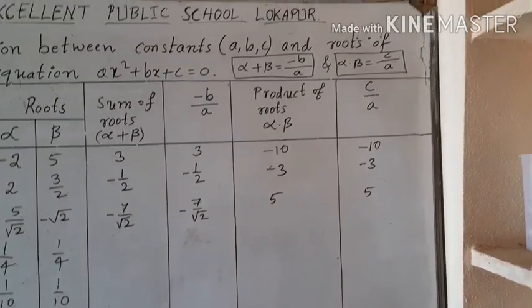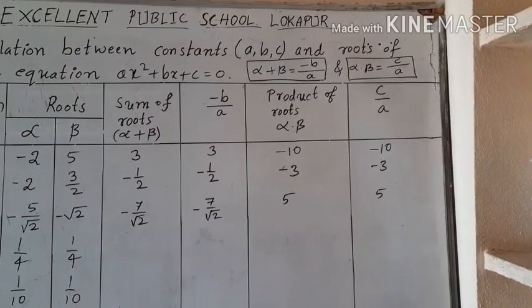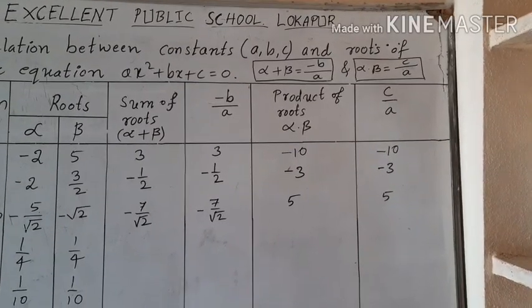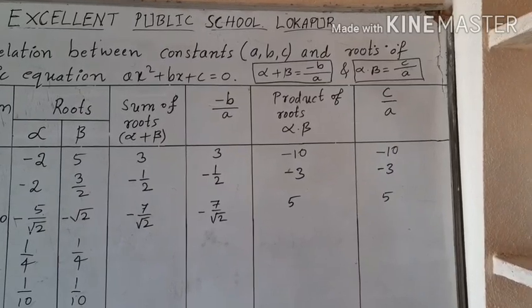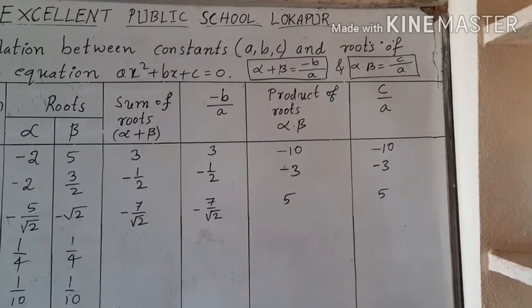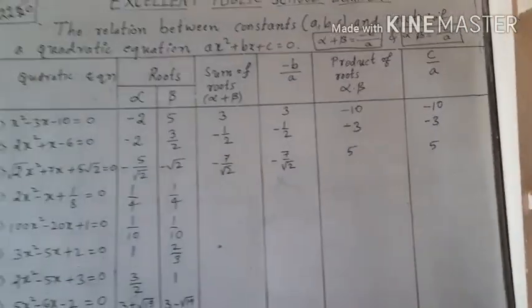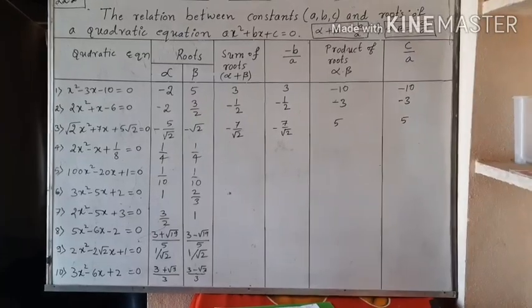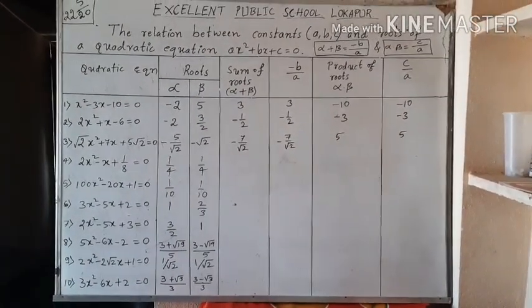So children, we conclude that if a quadratic equation ax square plus bx plus c is equal to 0 is given and the sum of the roots is asked, it is nothing but alpha plus beta is equal to minus b by a. And if the product of the roots is asked, alpha into beta is equal to c by a. Hope you have enjoyed this session. Okay. The rest of the things we will see tomorrow.